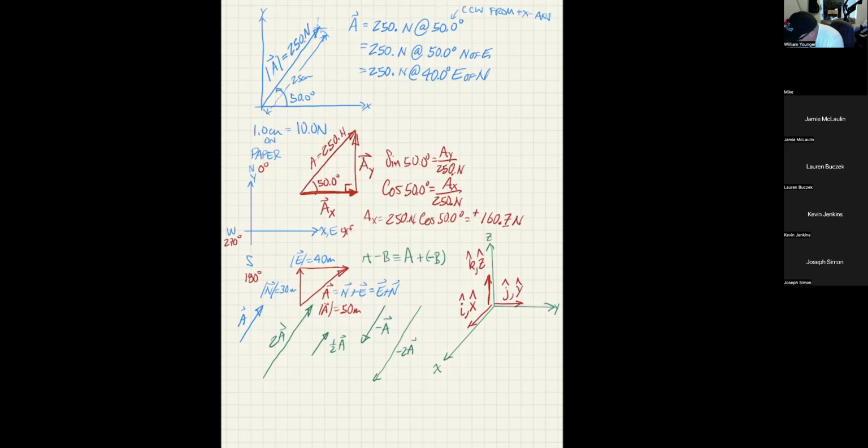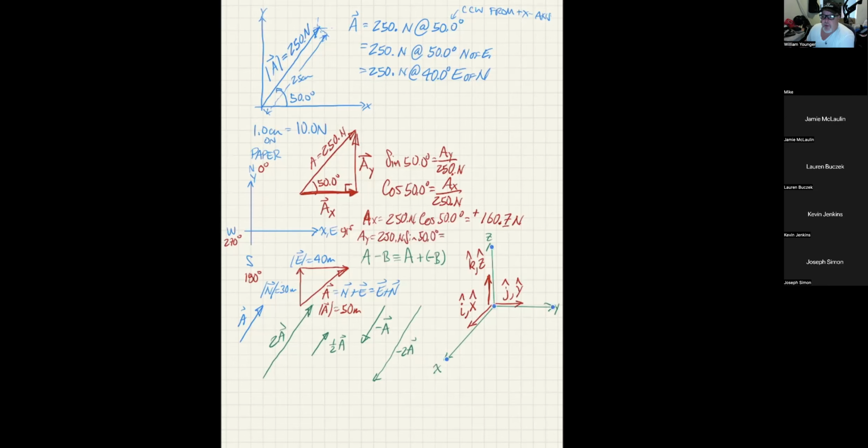Now I don't know why my pen keeps switching to an eraser, but it does, and that's kind of aggravating. And I also don't know why this happened, but I'm going to go back and fix it now. Okay, so now I'm going to write AY is equal to 250 point newtons times the sine of 50.0 degrees. And again, that one points up.